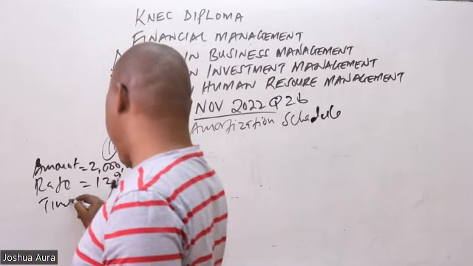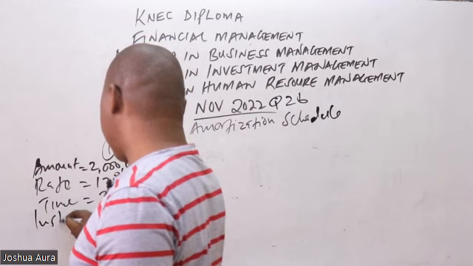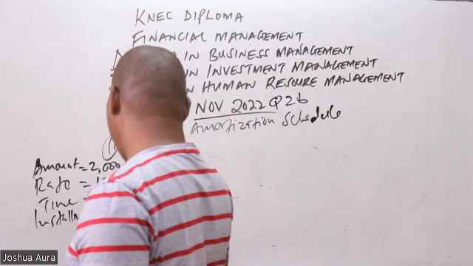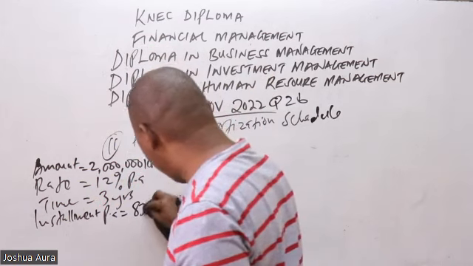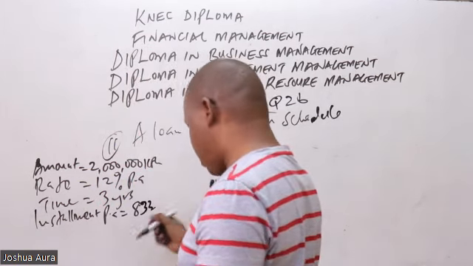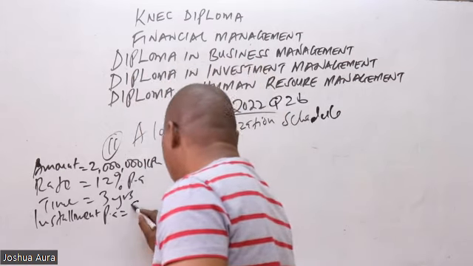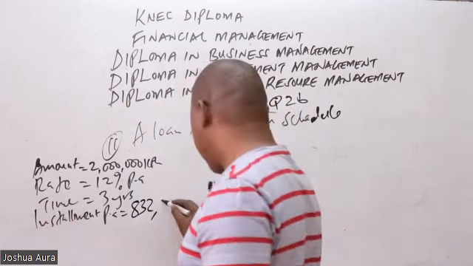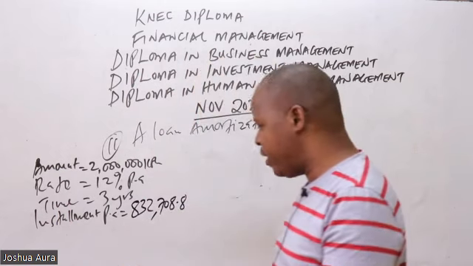Then the time to be paid is 3 years. Then our installment per annum, we've gotten as 832,708.8. This is the installment per annum.